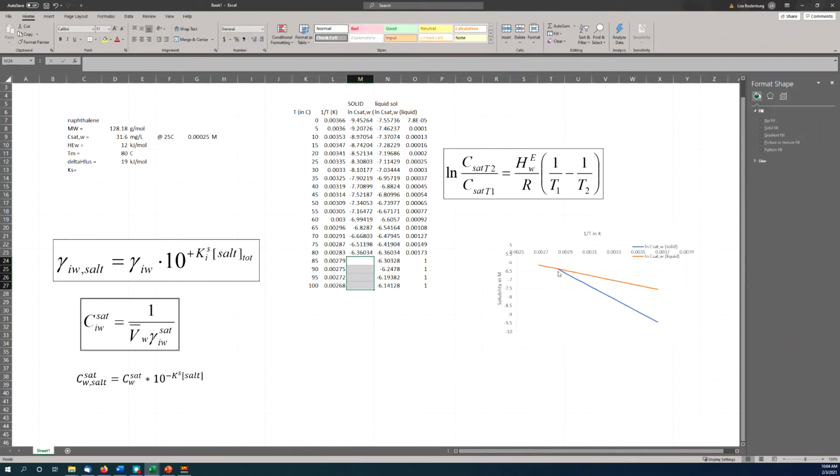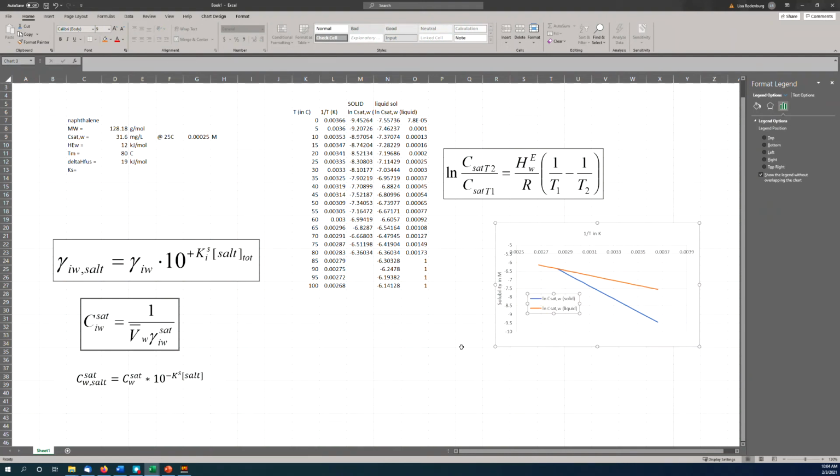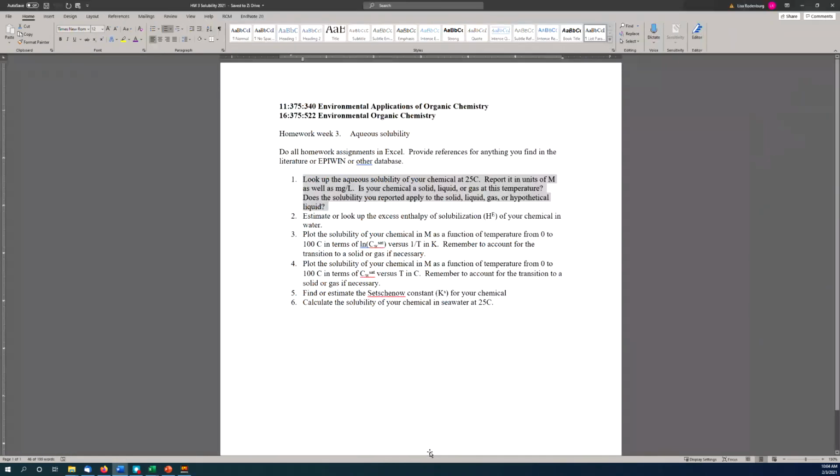Should just make that go away. Should just stop here because, I mean, we could think about the solubility of the hypothetical superheated solid. That would be extending this line out, but I don't want to confuse you. Over here is the solubility of the true liquid in the region over which it is a liquid. Okay? Does that make any sense at all? Hopefully, maybe, a little bit. So that's what we were asked to do here. Plot the solubility of your chemical and account for the phase transition.